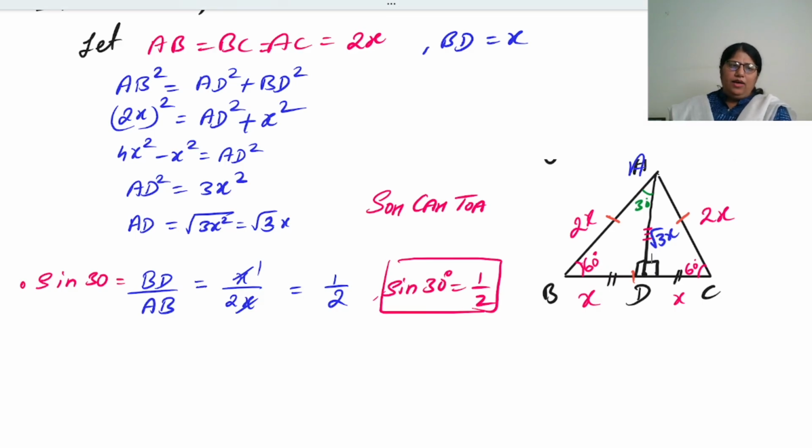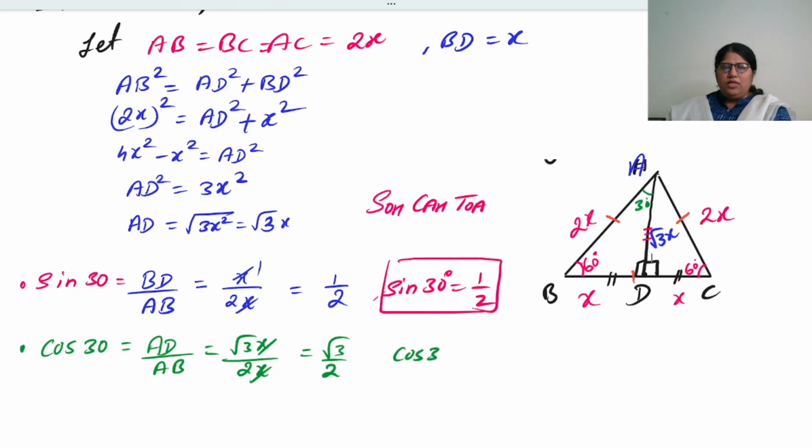What is going to be the second one here? If I take cos 30 degree, now cos 30 degree is adjacent by hypotenuse. Adjacent side with respect to 30 degree is AD by AB, and AD is root 3x, AB is 2x. So x gets cancelled. You are left with root 3 by 2. So cos 30 degree is root 3 by 2.